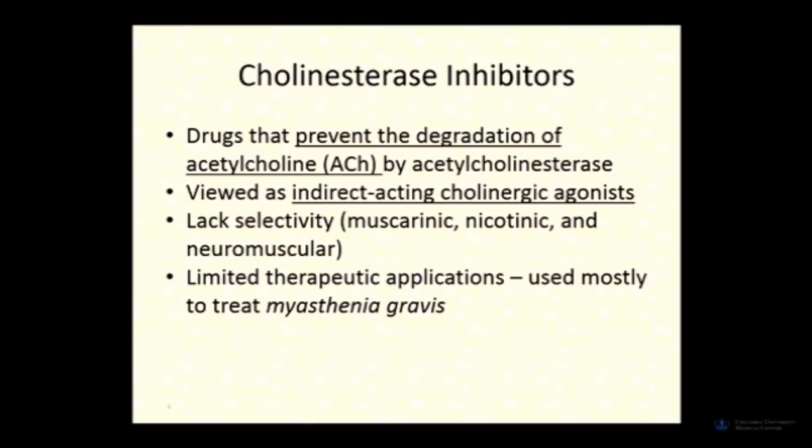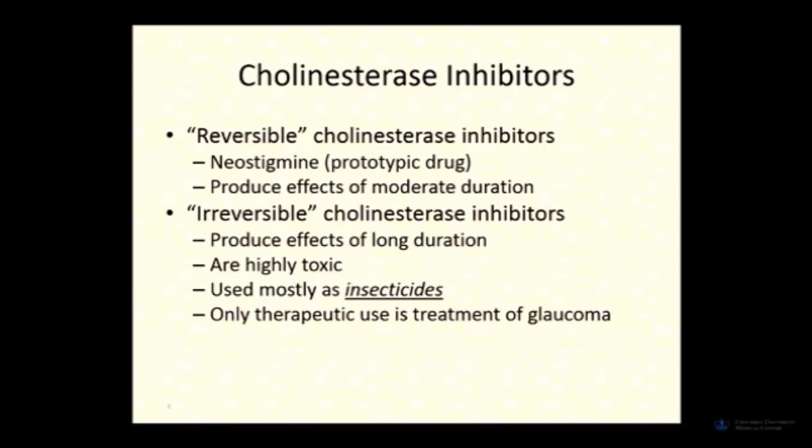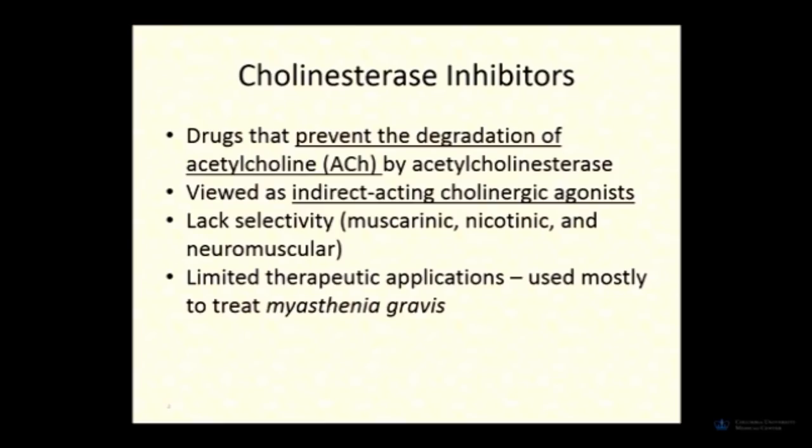The therapeutic uses for cholinesterase inhibitors are fairly narrow. It's limited to the treatment of a disease called myasthenia gravis. We'll talk more about that in a couple of slides, but this is an autoimmune disorder that produces muscle weakness and paralysis. It's really a disease where the acetylcholine receptors, especially the neuromuscular receptor, are attacked and degraded.